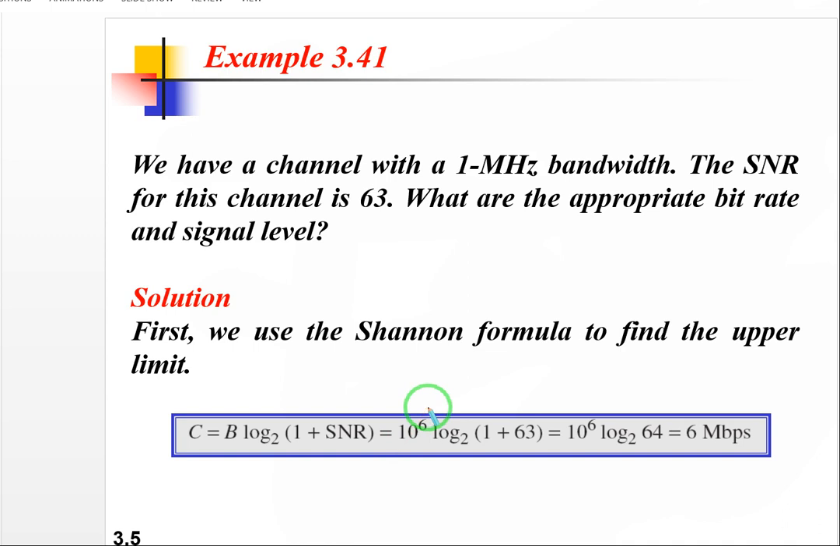Coming to another example, we again have a channel with a 1 megahertz bandwidth. The signal to noise ratio for the channel is 63. What are the appropriate bit rate and signal level? First we use the Shannon formula to find the upper limit. So you have B and the signal to noise ratio, and your bit rate is 6 megabit per second. A simple one.